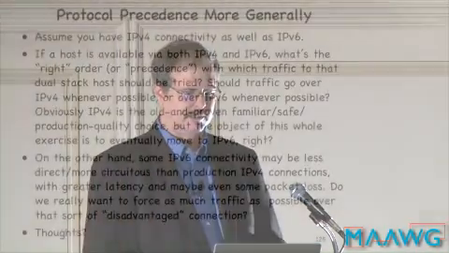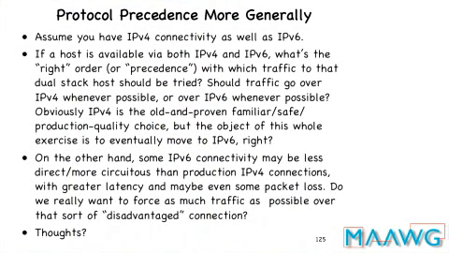But the point is if you've got v4 and v6, you really need to think about how you want your traffic to go and what the right precedence would be. Sometimes you're going to have connectivity that's circuitous or tunneled or indirect or transition mode or limited capacity. In those cases, v4 might be a better choice.